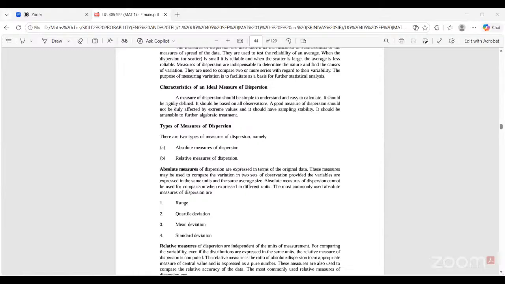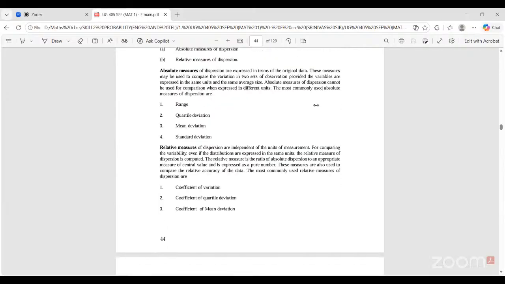Quartile deviation, mean deviation and standard deviation. See here, the range, quartile deviation, mean deviation and standard deviation. Relative measures of dispersion are independent of the units of measurement. For comparing the variability, even when the distributions are expressed in the same units, the relative measure of dispersion is computed.